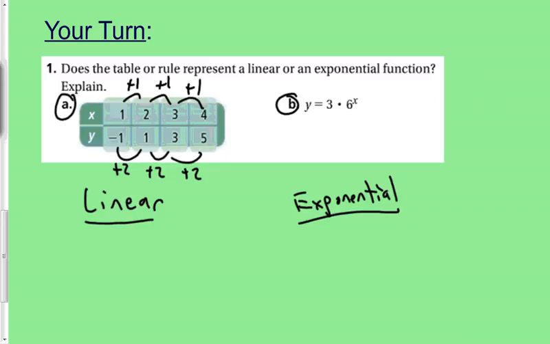Now, if you look at B, this would actually be exponential because we have that exponent. The x is the exponent here. And that's actually how an exponential function looks. It's y equals a times b raised to the x power, which is exactly what this would be. And if you made a table or a graph, it would clearly be an exponential function. Okay? So that's determining whether it's linear or exponential.